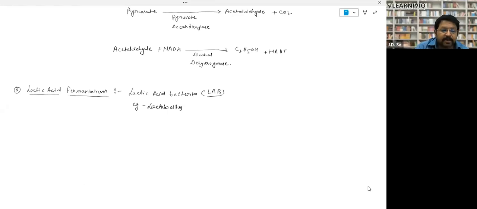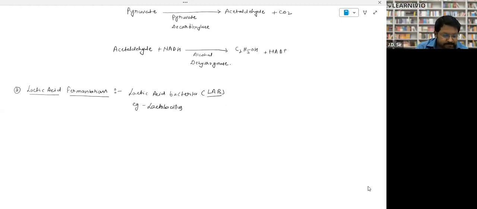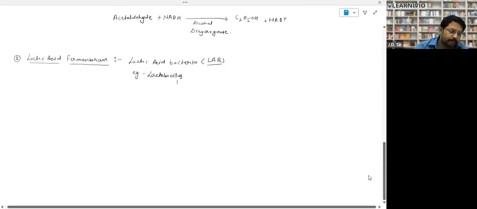It also occurs in some fungi and in muscles of animals. Lactic acid produced in muscles is sent to the liver to regenerate glucose.